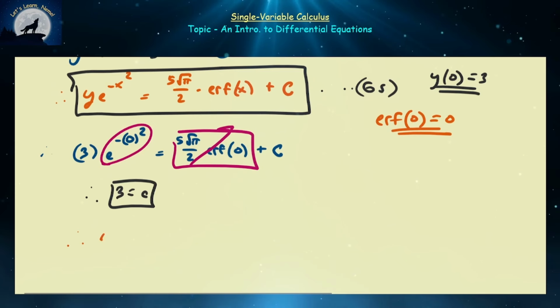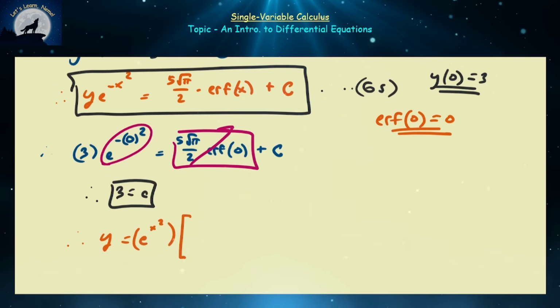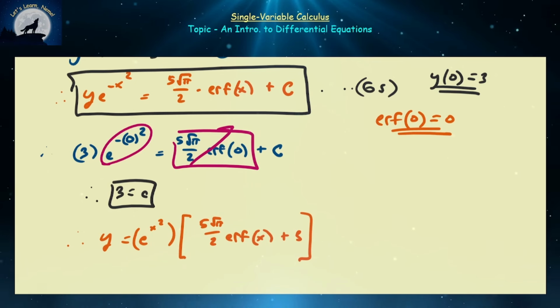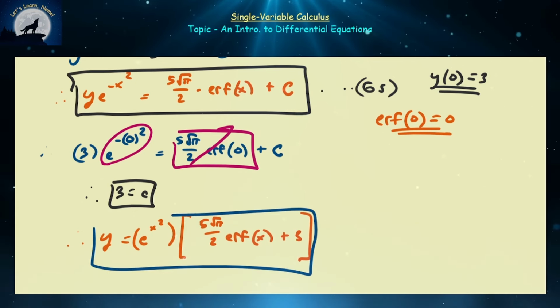So we're going to have what? We're going to have y is equal to, let's multiply both sides by e to the x squared if we want, and then we're going to have 5 square roots of pi over 2 times the error function of x plus 3. And you probably would leave it here, or you can distribute that e to the x squared term into the bracket if you want. But that's your particular solution.